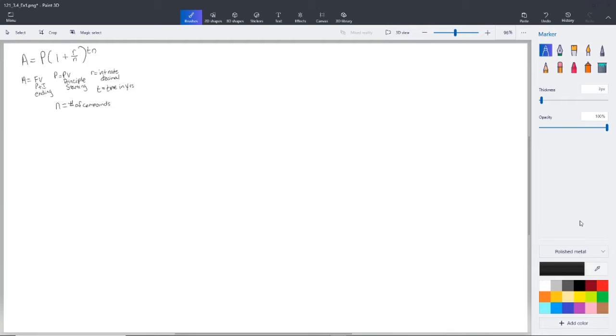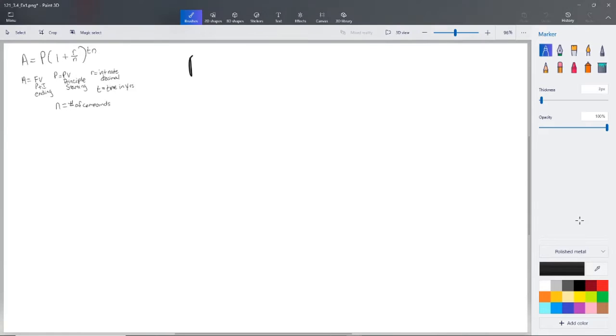Assume that the account has an annual interest rate of 4.8% and that the compounding is done quarterly. How much must the parent deposit now so that the child will have $60,000 at the age of 18? All right, so let's start breaking down what we know on this one.